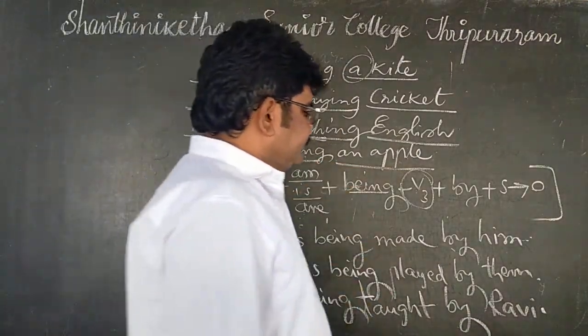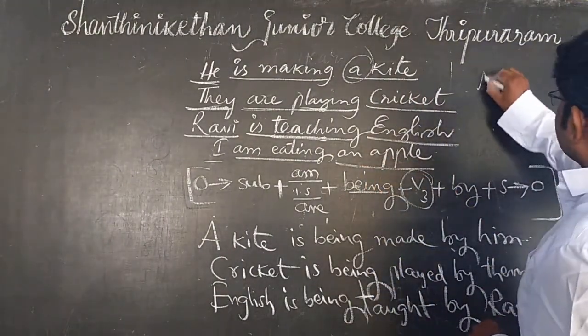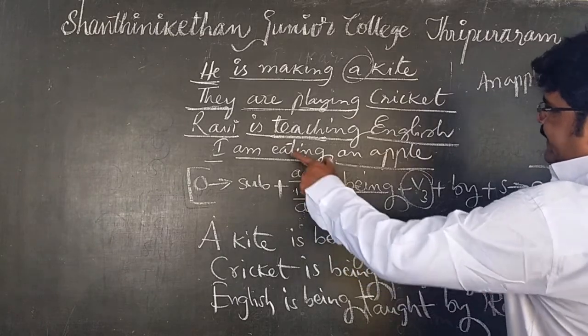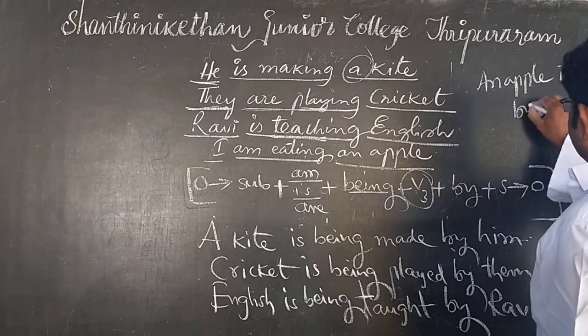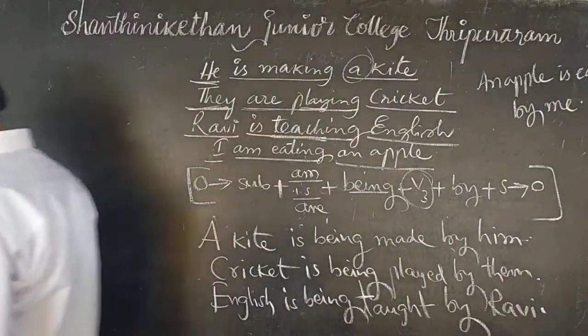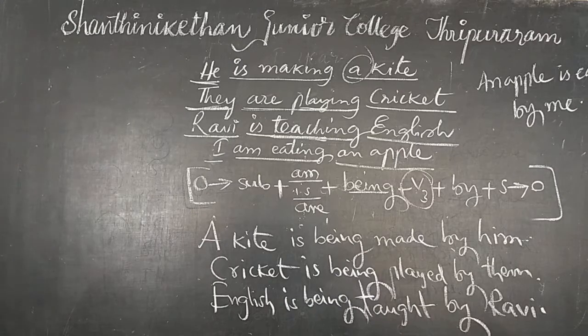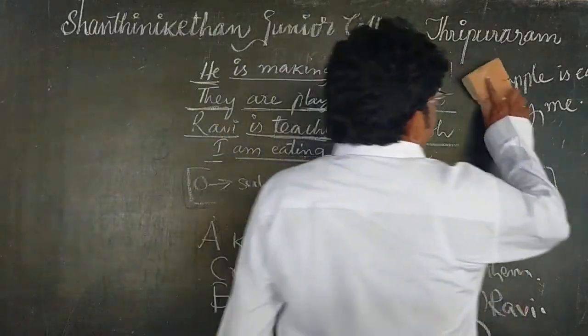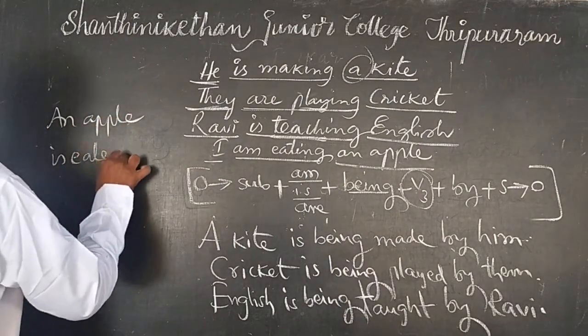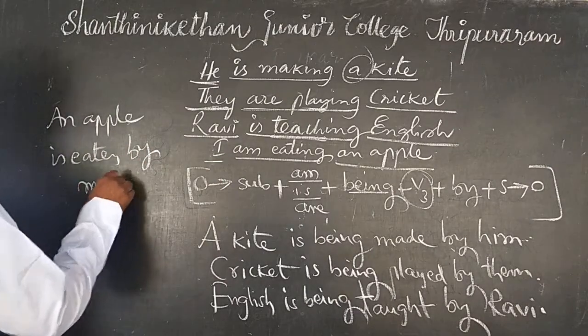Next one. I am eating an apple. So who is the object here? An apple. An apple is a singular number, so use an apple is. And the third form of eat, eaten, by. Who is the subject? I. I becomes me. Write all these answers please. I am writing here: an apple is eaten by me. Write the answer.